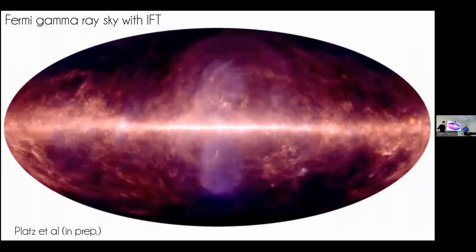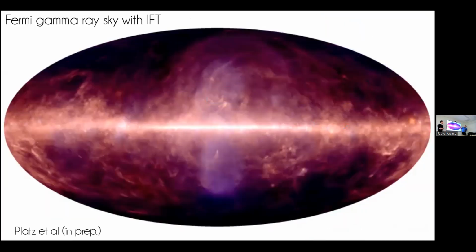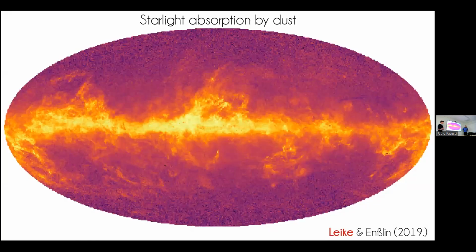Here's a diffuse emission. Okay, I could talk for hours about the astrophysics of that, but you are interested in imaging. Here is starlight absorption by dust. Here you see the blue stuff is inverse Compton scattering. The red stuff is hadronic interaction of cosmic ray protons and molecular clouds. The clouds contain dust, and the dust can be seen in starlight absorption. We can set up models for that as well.